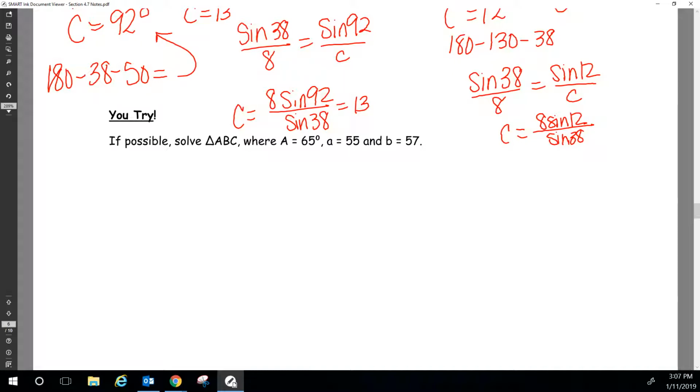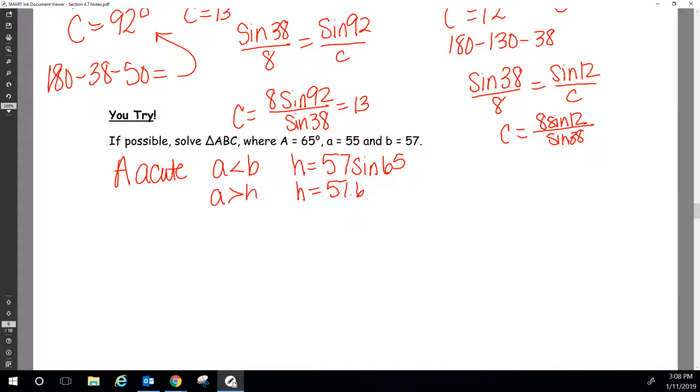All right, for the next one. Again, angle side side. Start with, is angle A acute or obtuse? It's less than 90 degrees, so it's acute. A is 55, B is 57, so A is less than B, which means we need to find H. H is always the other side, so 57 times sine of our angle, which is 65. And in this case, H is 51.6. So since 51.6 is less than 55, A is bigger than H, which means we have two solutions.